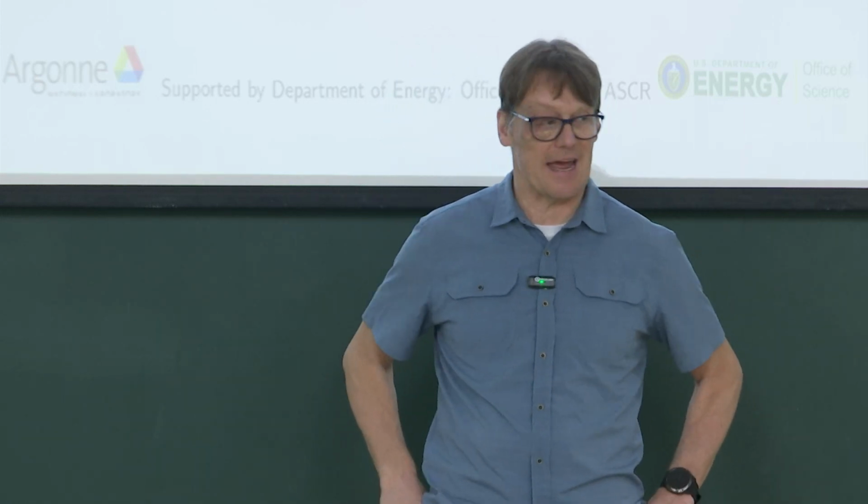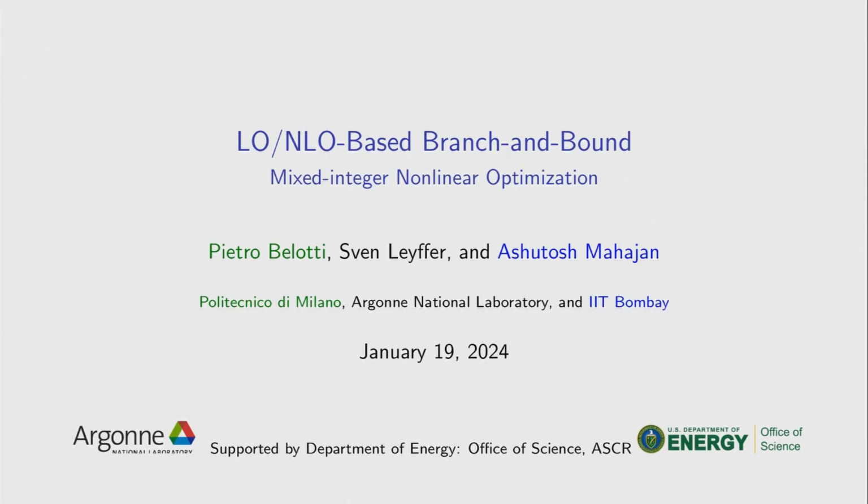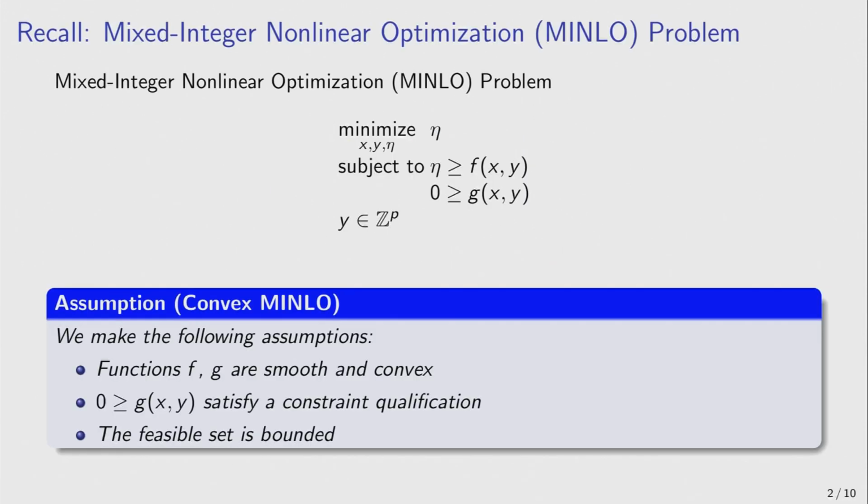This next method is maybe the method of choice for many problems. It's not the method that will beat every method on all problems, but it's a pretty good method. So linear optimization, nonlinear optimization based branch and bound.